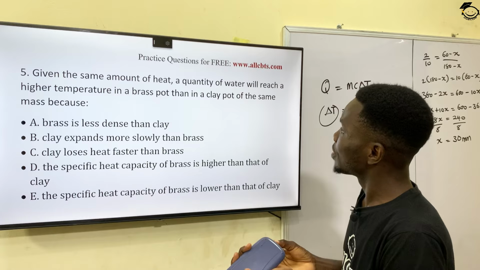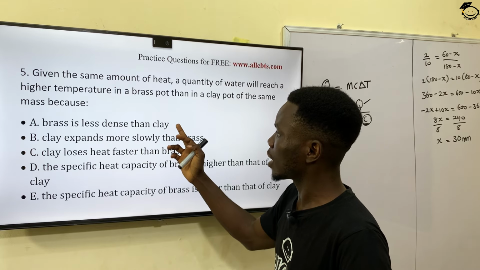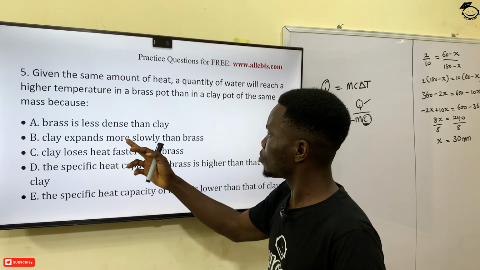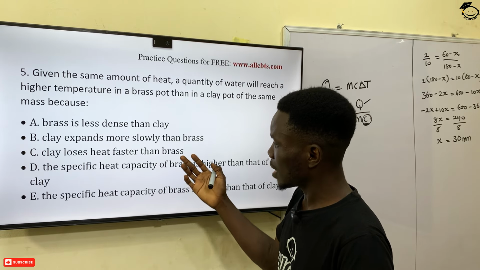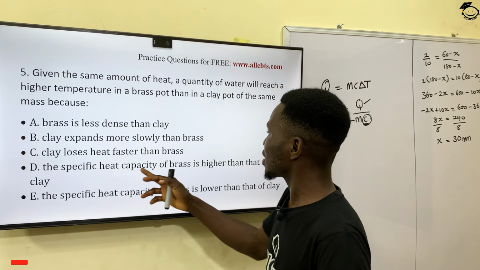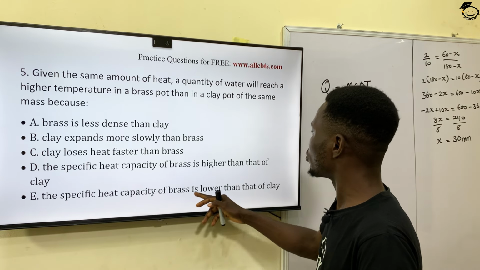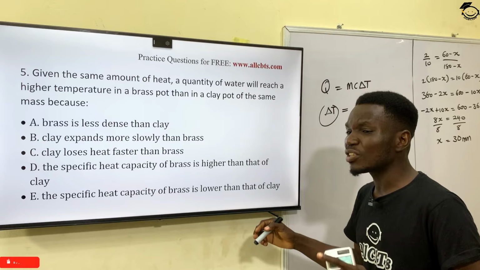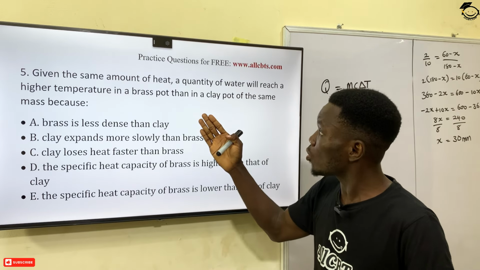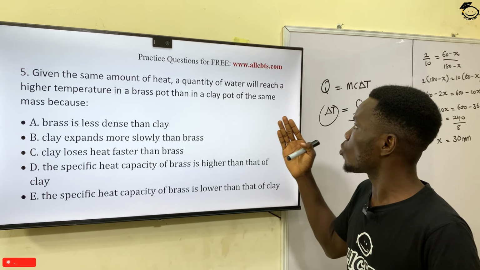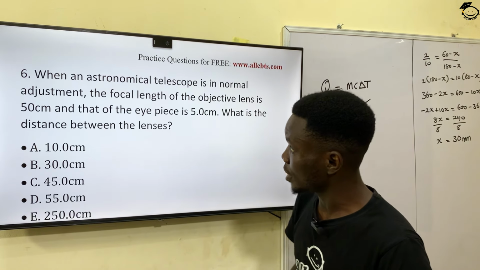So the correct answer here, let's look at the options. Option A says brass is less dense than clay. Wrong. Clay expands more slowly than brass. That is also wrong. Clay loses heat faster than brass. That is also wrong. Option D says the specific heat capacity of brass is higher than that of clay. That is also wrong. The specific heat capacity of brass is lower than that of clay. So if the specific heat capacity of brass is lower than that of clay, then the water in the brass pot will have a higher temperature than the water in the clay pot. So the correct answer to this question is option E. So that takes us to question number 6.